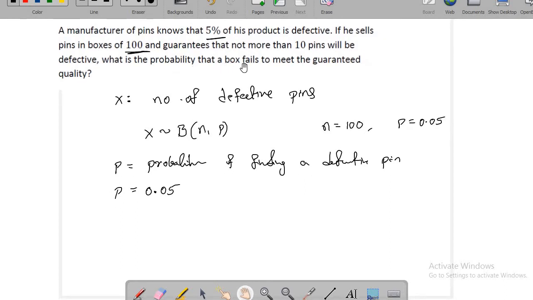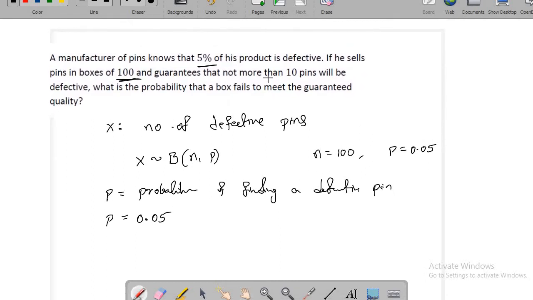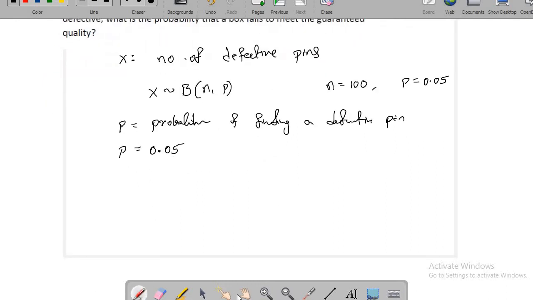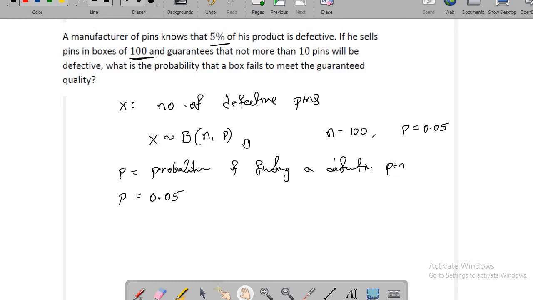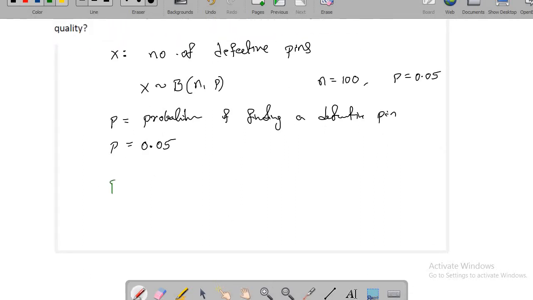So now what is the probability that the box fails to meet the guaranteed quality? But what is the guaranteed quality here? Not more than 10 pins will be defective. It means he guarantees that at max he can find 10 defective pins, not more than 10. It means when you perform this random experiment, X cannot exceed 10. If you want to check the probability that this condition fails, we need to check the probability that X will exceed 10. So that is the probability that X is strictly greater than 10.